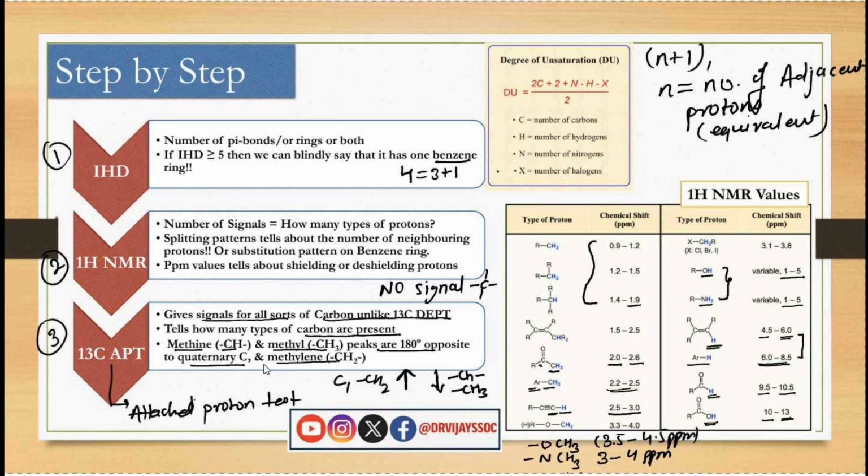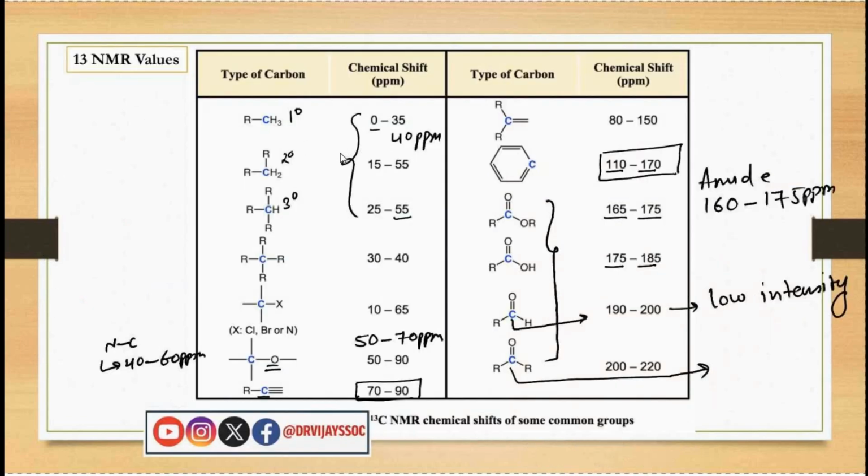It is also important to remember some of the chemical shift values for carbon. So here are some chemical shift values for the carbon. When it is primary, it is coming up to 35 ppm. When it is secondary, it is slightly deshielded. Tertiary is coming maximum 55 ppm.